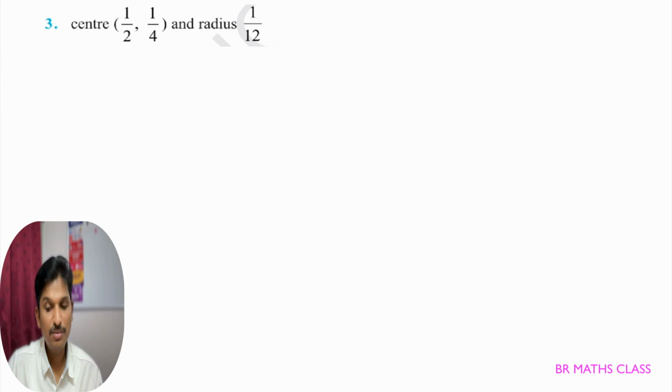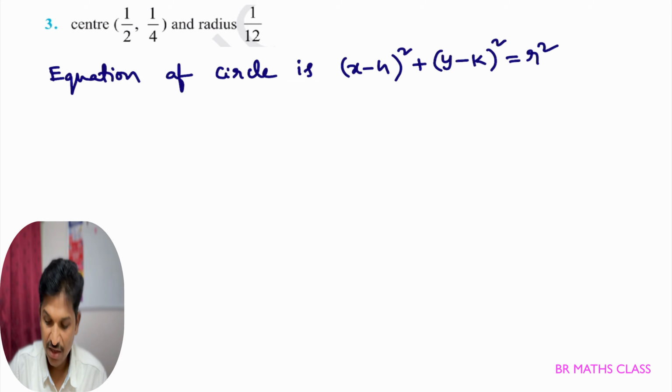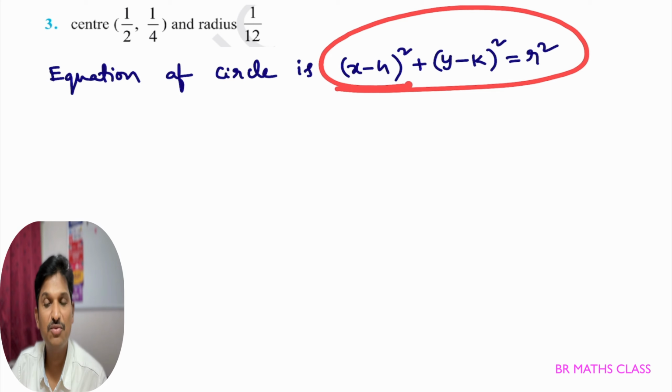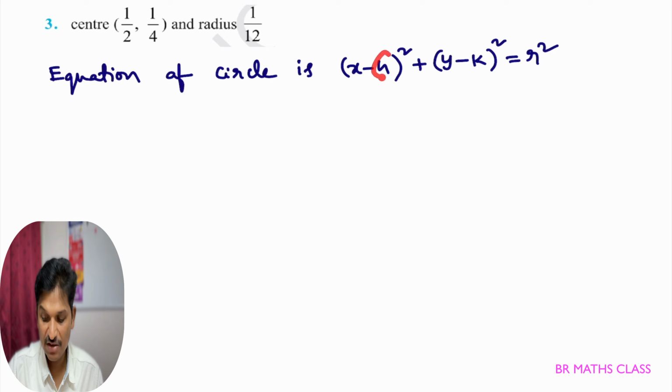See this third problem, the center is given like this, radius is 1 by 2. We need to find the equation of a circle. When they give the center and radius, to find the equation of a circle, one and only formula is x minus h whole square plus y minus k whole square equal to r square. In this formula, in place of h you write 1 by 2, in place of k you write 1 by 4, in place of r you write 1 by 12.